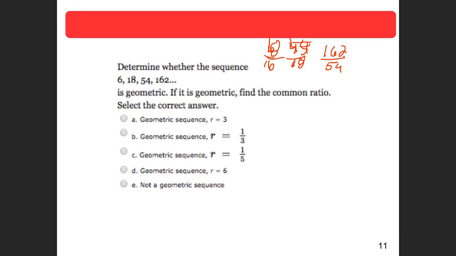And I believe the ratio is 3. So 3 times 6 is 18, 18 times 3 is 54, 54 times 3 is 162. So A is the correct answer. Very good. Excellent. That is correct.